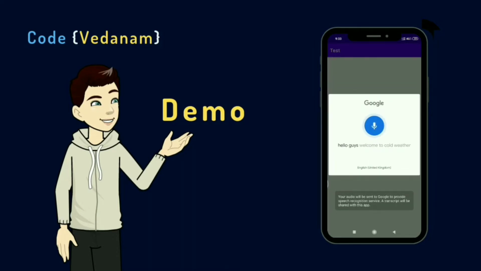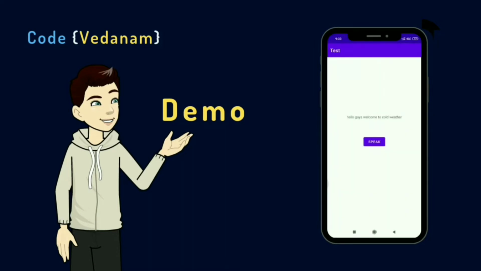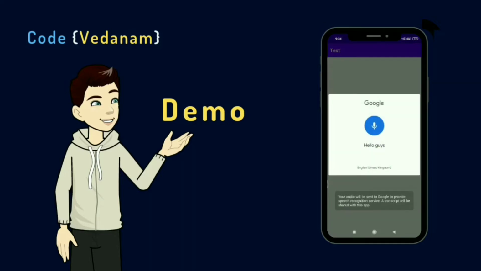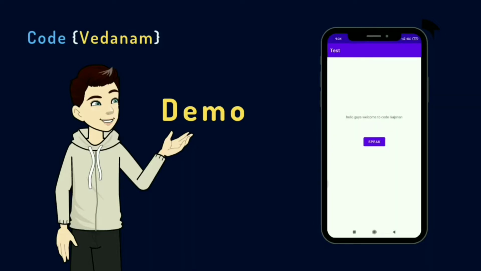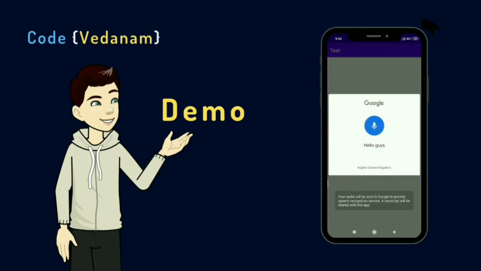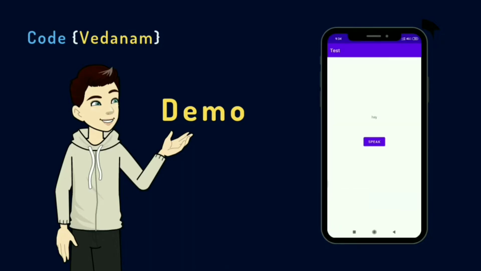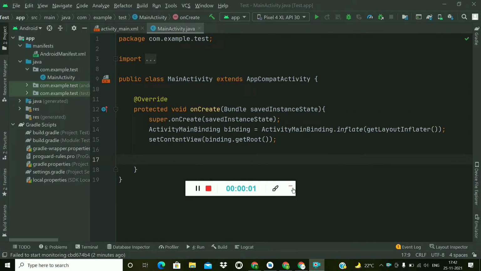So today we are going to learn about Activity Result Launcher. As we know, Start Activity for Result is deprecated now, and we have to use Activity Result Launcher. I will demonstrate that part using speech to text. Without wasting much time, let's go for coding now.